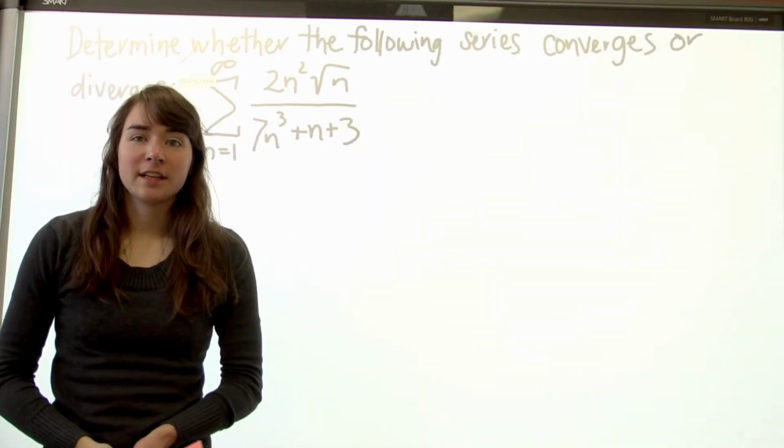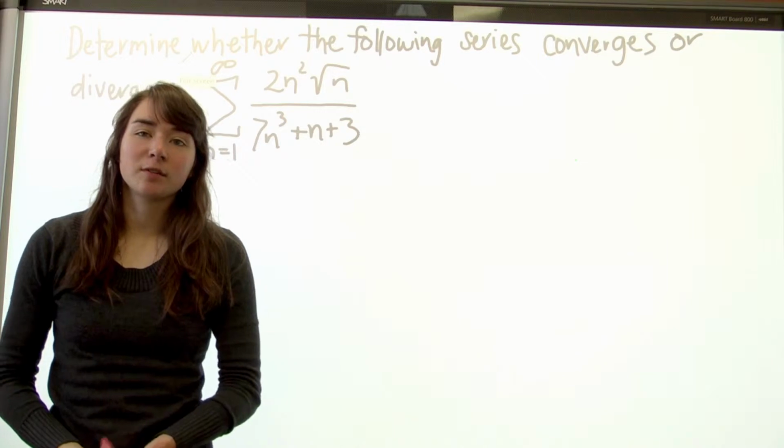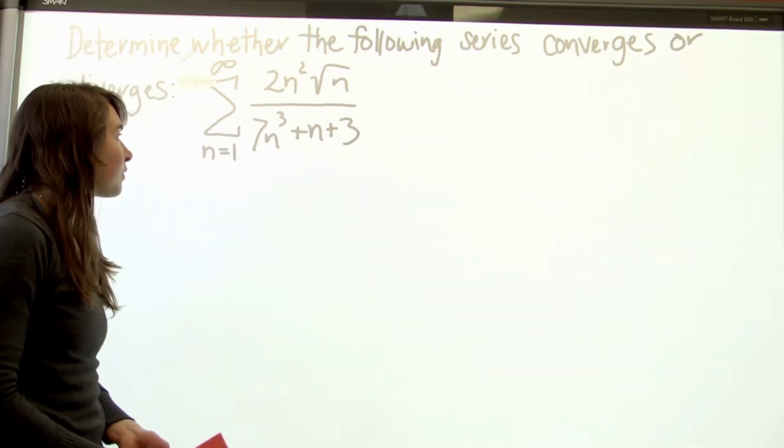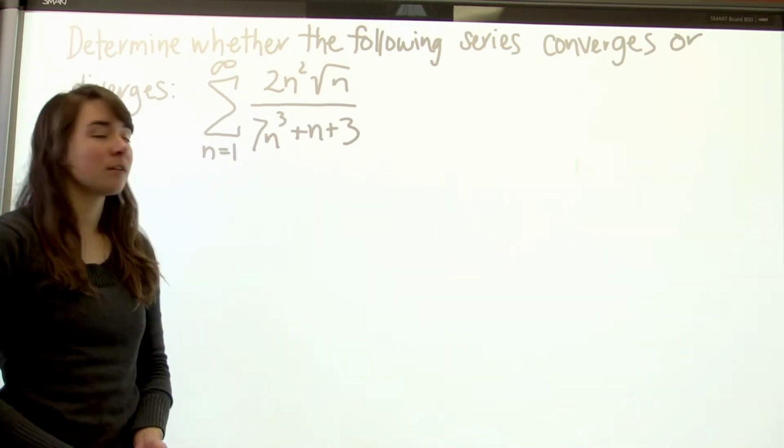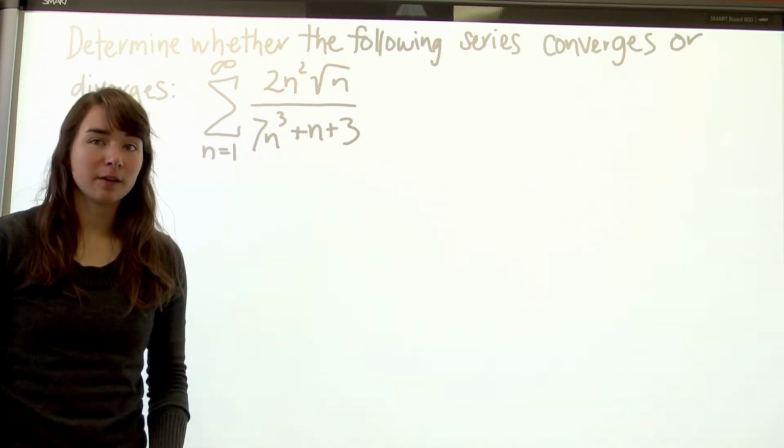This week we're going to be looking at series. So we need to determine the convergence or divergence of the sum from n equals 1 to infinity of 2n squared times root n over 7n cubed plus n plus 3.